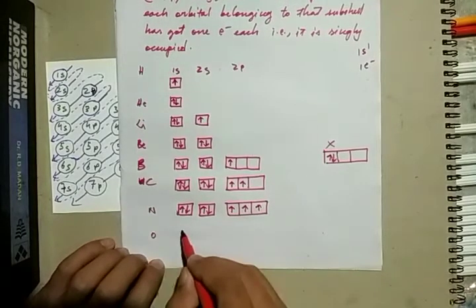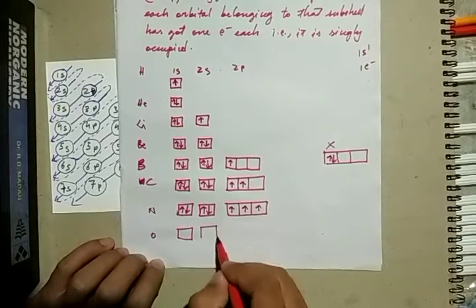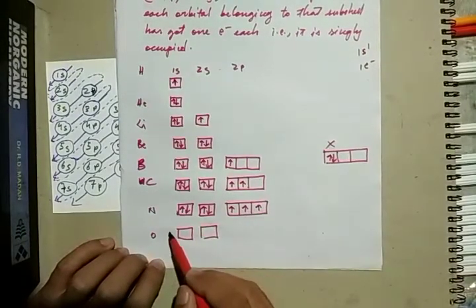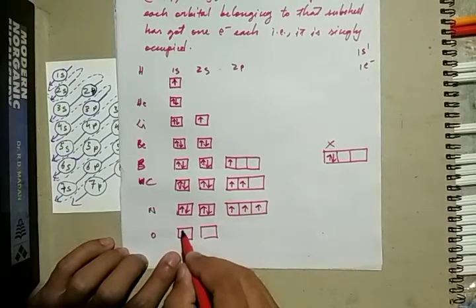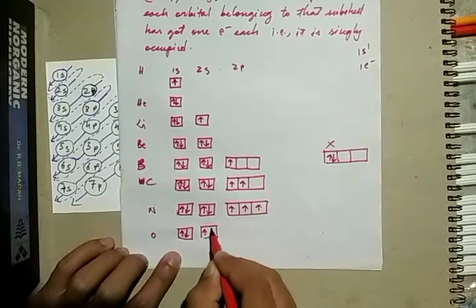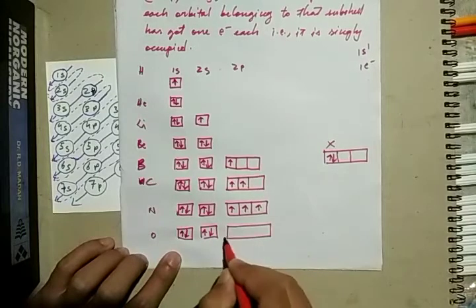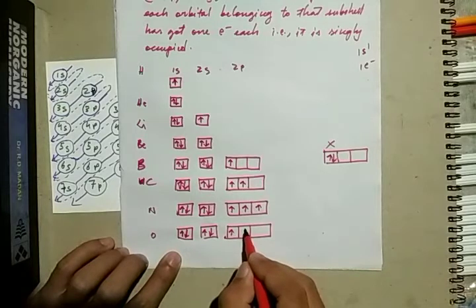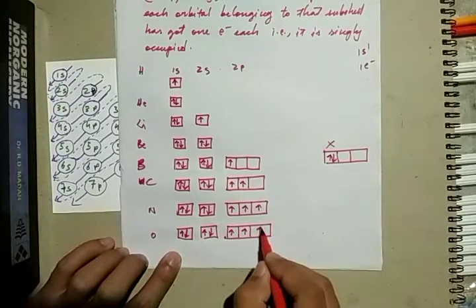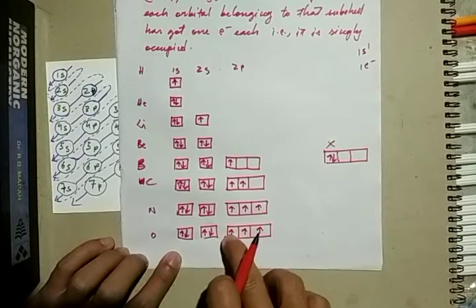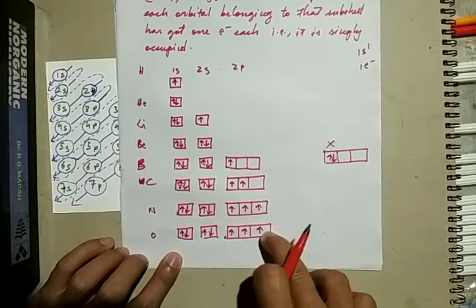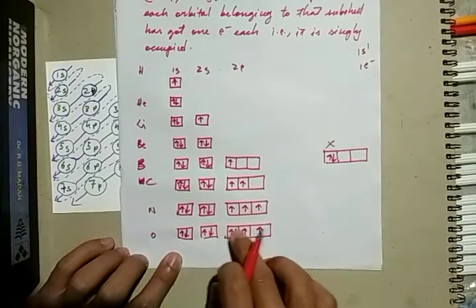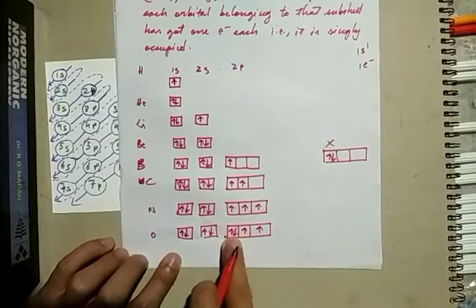Now oxygen, atomic number 8, so 8 electrons will be present. 4 5 6 7. After each orbital is singly filled, only then will pairing take place. Each orbital is singly filled first, and after that pairing will take place.